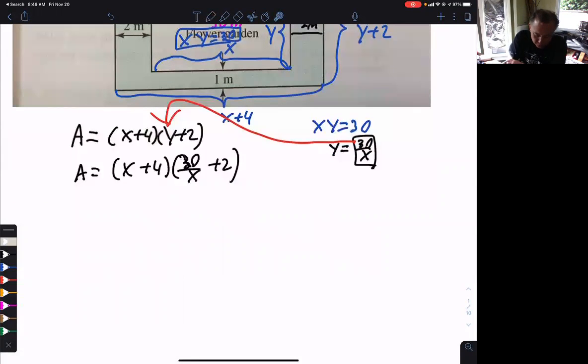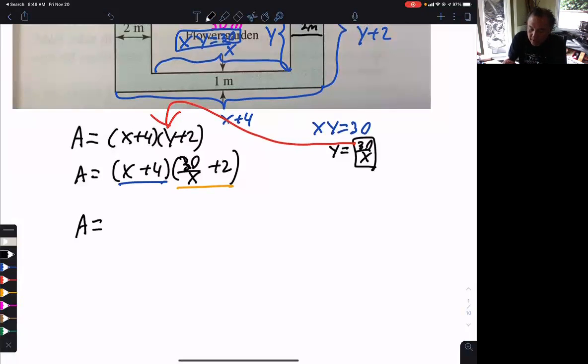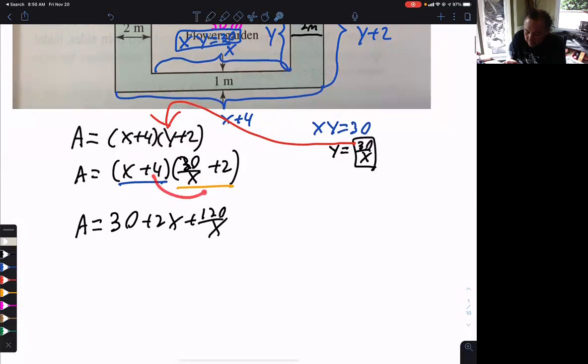Now I could do product rule because I'm multiplying two things, but I think I'd rather multiply this out instead to make my life easier and not have to use product rule. So what's x times that? That's just 30. And then what's x times 2? That's 2x. And then what's 4 times that? That's going to be 120 over x. And then the last one, what's 4 times 2? That's 8.